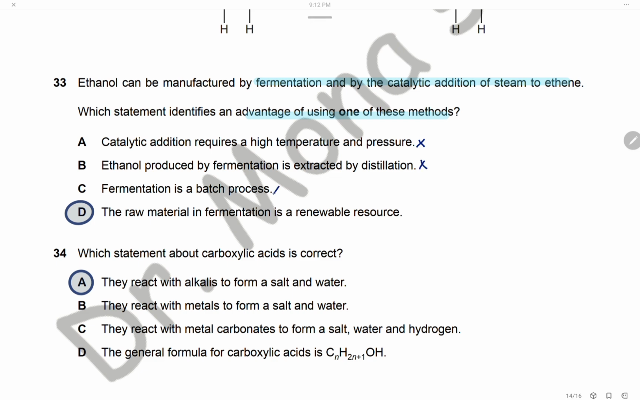Fermentation is a batch process. That means we have to clean the vessel and start the process all over again each time. So of course this is a disadvantage. The raw material in fermentation is a renewable source because it comes from a plant source containing glucose, and this is an advantage. So the answer is D.